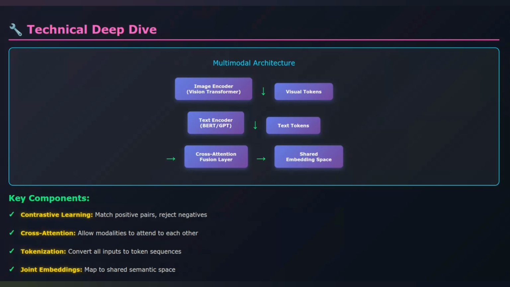It allows the model to attend to visual features when processing text, and vice versa. Think of it as the model asking, which part of the image is relevant to this word? Or which words describe this visual region?